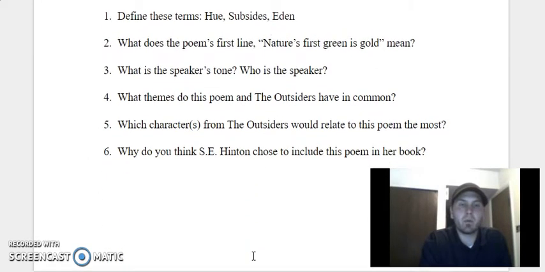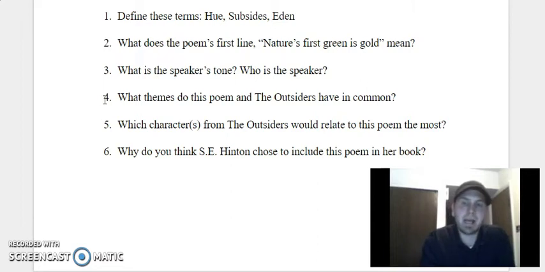So first, I want you to define hue, subsides, and Eden as far as the terms and words that we may not know. Next, what does the first line, nature's first green is gold, mean? Does it have a very literal meaning, or is it more figurative or symbolic? Third question, what is the speaker's tone, and who do you imagine the speaker to be? Next, what themes do this poem and The Outsiders have in common?